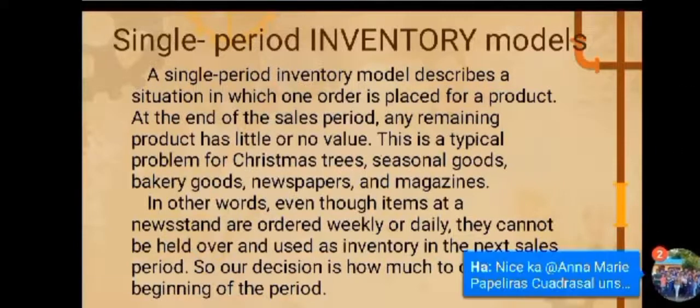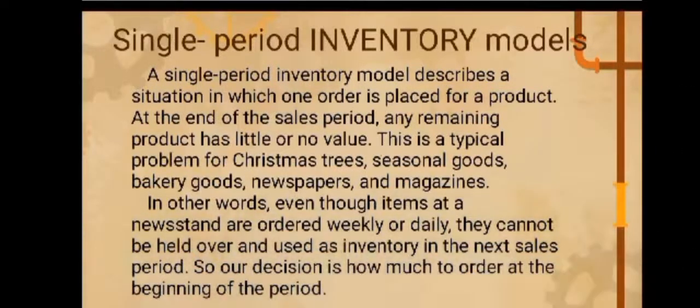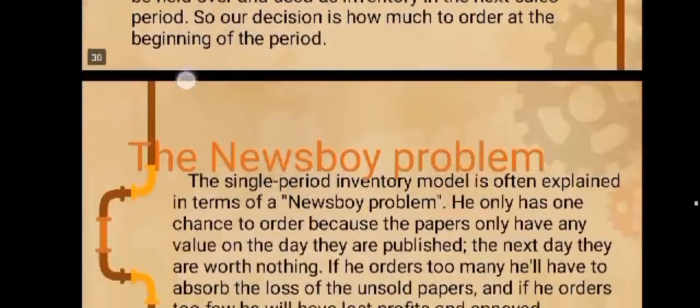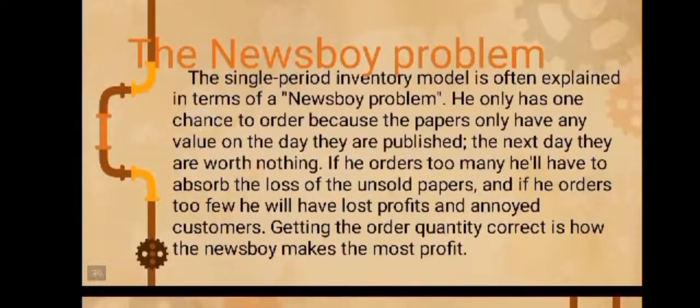So that is what we call seasonal goods. Okay, so next, newsboy problem. The single period inventory model is often explained in terms of a newsboy problem. So he only has one chance to order because the papers only have any value on the day they are published. The next day they are worth nothing.